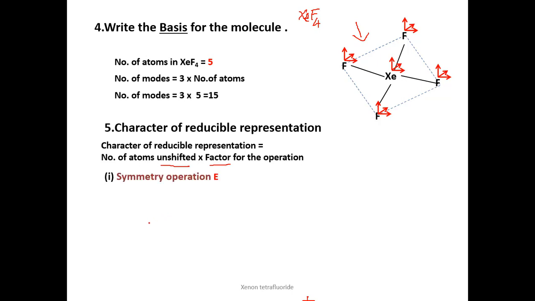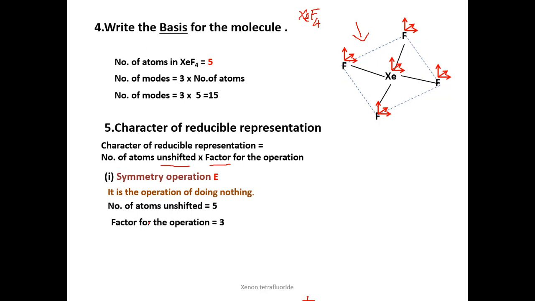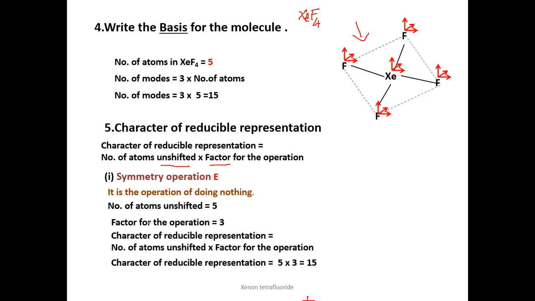First, we will consider identity. Identity is the operation of doing nothing, and when we do nothing, all the atoms will remain in the same place, and so the number of unshifted atoms will be equal to 5. The factor for the identity operation is 3, and the character of the reducible representation is the number of atoms unshifted into the factor, which is 5 into 3 equal to 15.